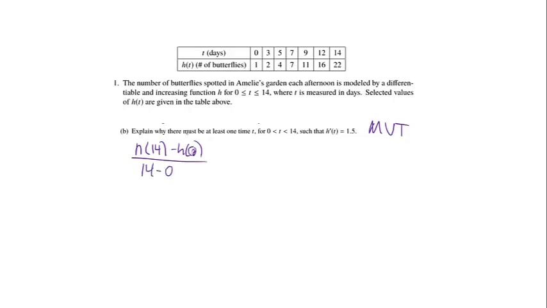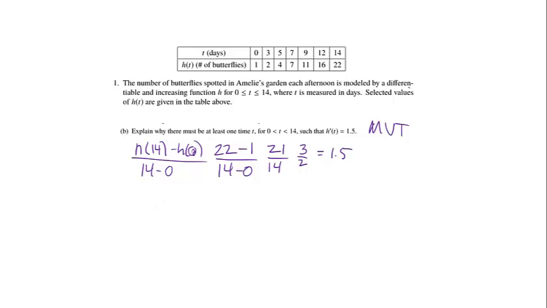14 minus 0. So if I look up h of 14, that is 22, minus h of 0 is 1, over 14 minus 0. So 22 minus 1 is 21 over 14. If I put 7 into both of those, that does reduce to 3/2, which is 1.5. So please notice that I found that my average rate of change is 1.5. So now I'm going to refer to the mean value theorem.